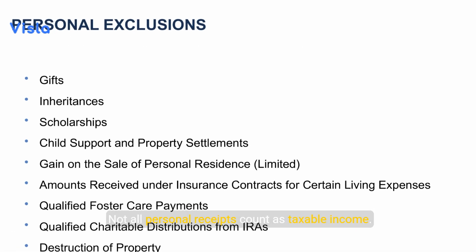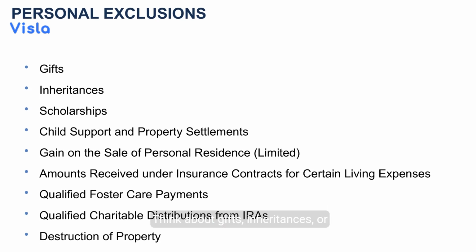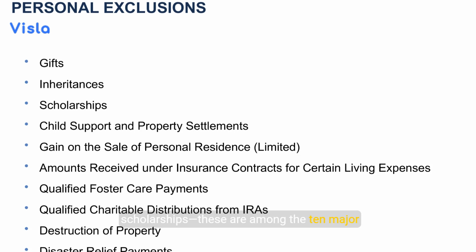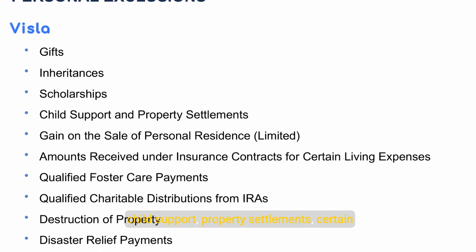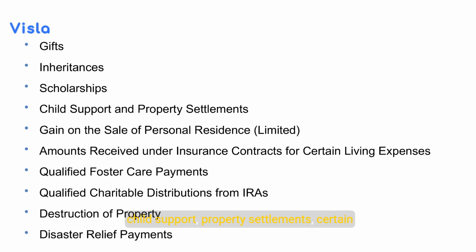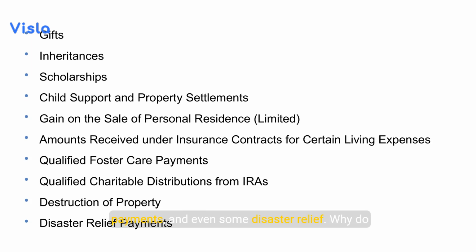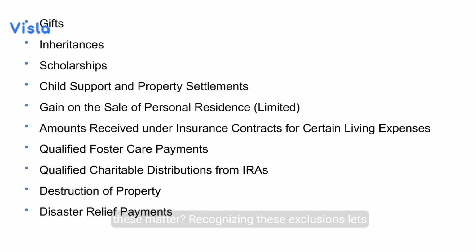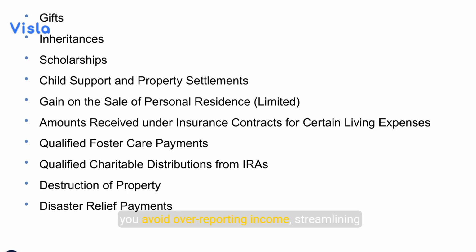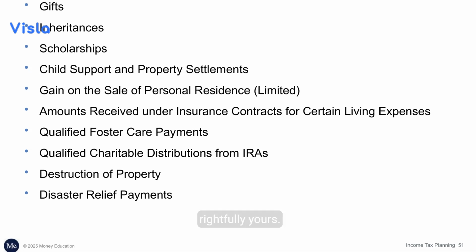Not all personal receipts count as taxable income. Think about gifts, inheritances, or scholarships. These are among the 10 major exclusions from gross income. Others include child support, property settlements, certain insurance payments, qualified foster care payments, and even some disaster relief. Why do these matter? Recognizing these exclusions lets you avoid over-reporting income, streamlining your tax return, and keeping more of what's rightfully yours.